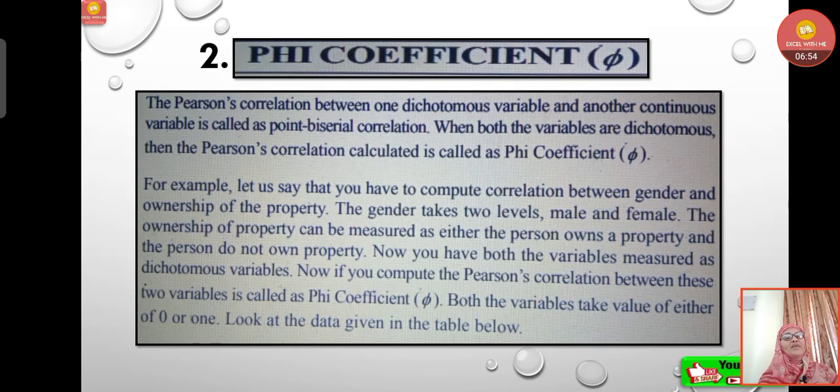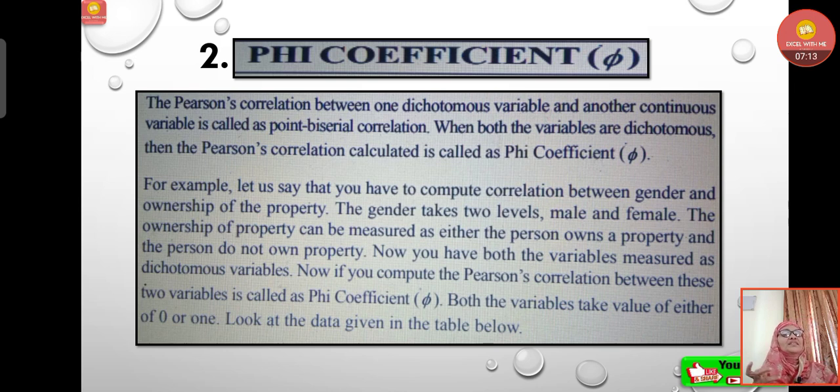Now the phi coefficient, the second one. The Pearson's correlation between one dichotomous variable and another continuous variable is called point biserial correlation, we understood. When both the variables are dichotomous, then the Pearson correlation calculated is called the phi coefficient.